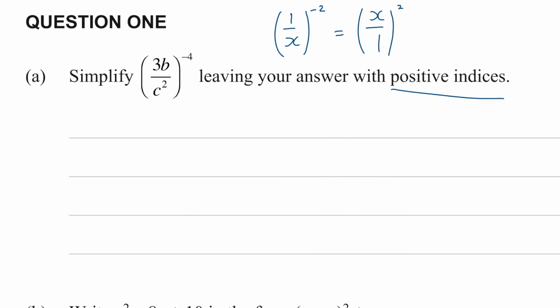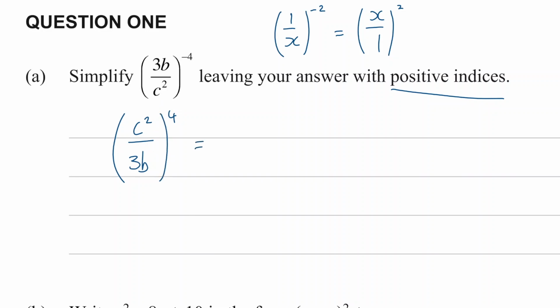So in this question, we can use that rule straight away. We can write that as c squared over 3b, all to the power of +4. So we've eliminated that negative sign. Now, it does say simplify, so we're not quite there yet. Next step could be to distribute this power of 4 across each of the terms.